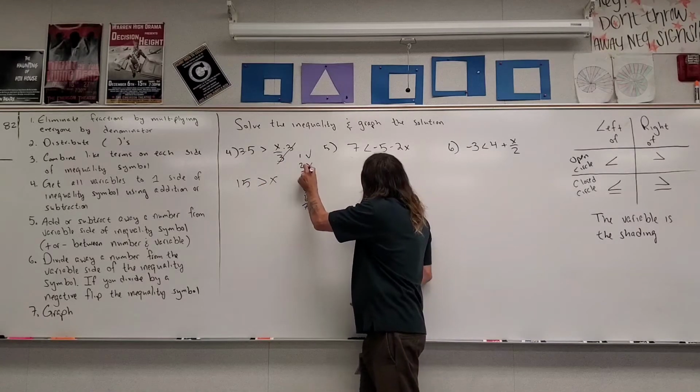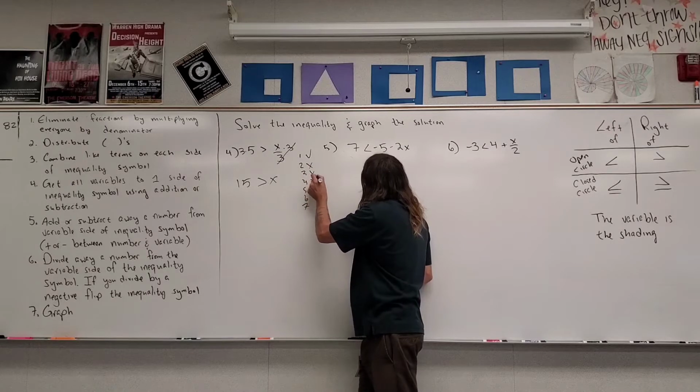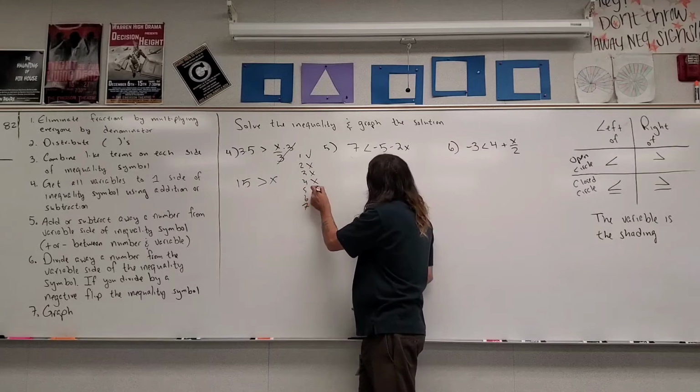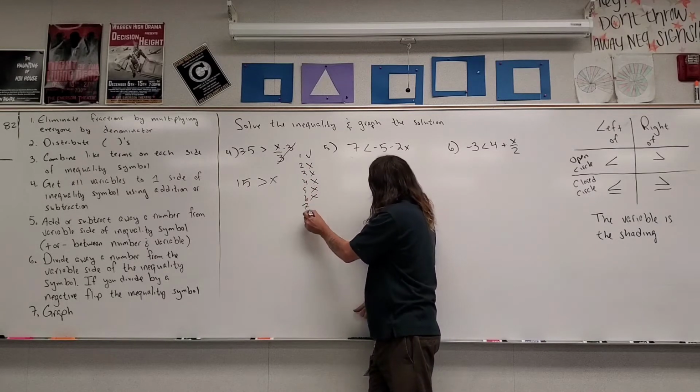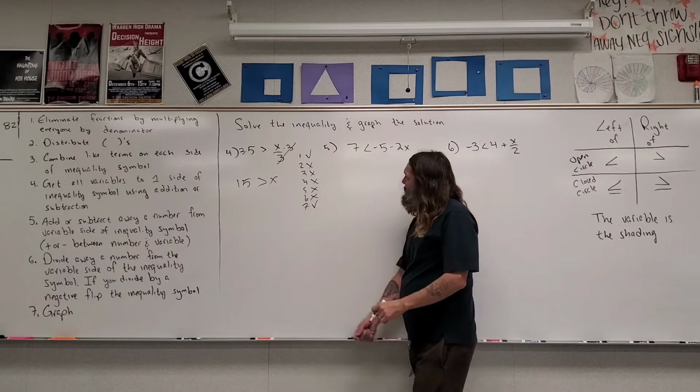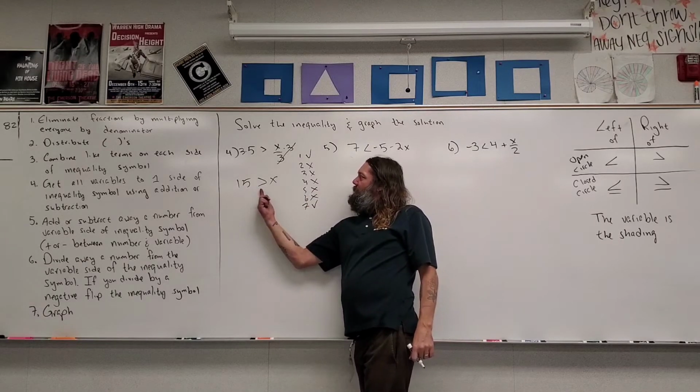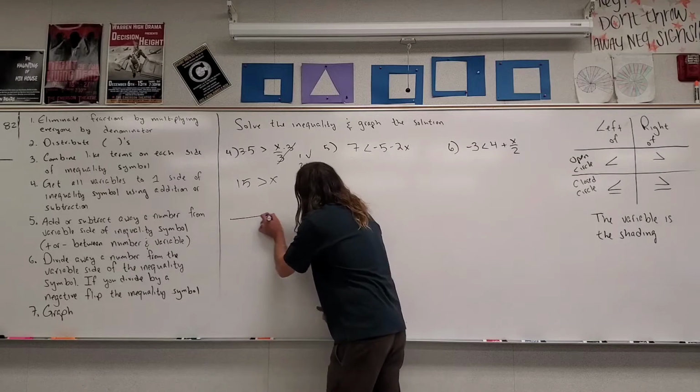There's no parentheses. I can't combine like terms. All my x's are on one side. There's nothing to add or subtract away. There's nothing to divide away. So now I need to graph. And again, 15 is right of the shading. Let me put that in there.